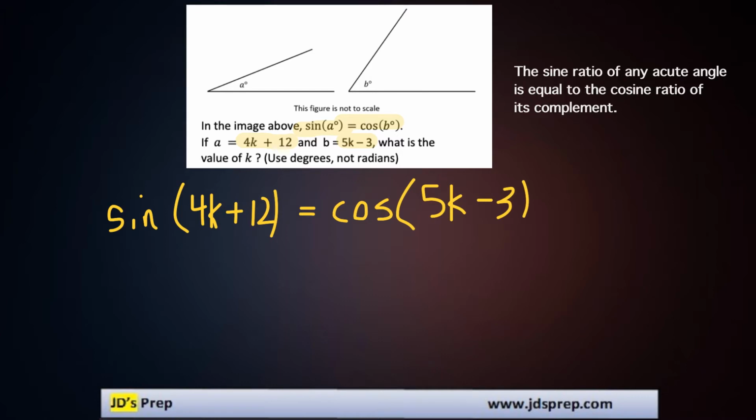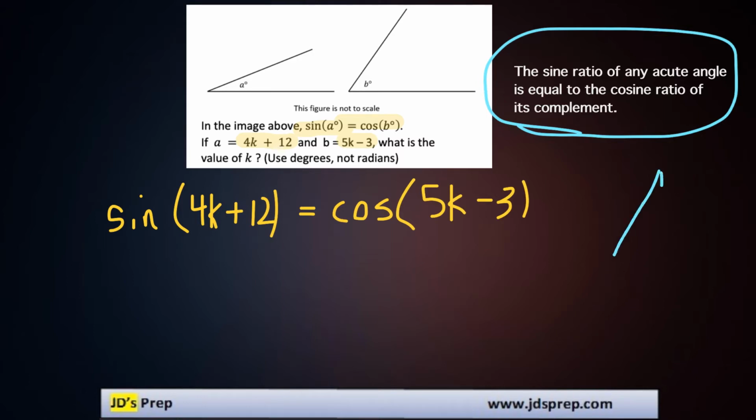The trick is to remember a very important rule, and it is that the sine ratio of any acute angle is equal to the cosine ratio of its complement. And if you're not sure what I mean by complement, we're talking about complementary angles, and complementary angles are two angles that add to 90 degrees. So just a quick visual reference, if that confuses you, let's call, in this right angle, let's call this angle x, and this angle over here, angle y.